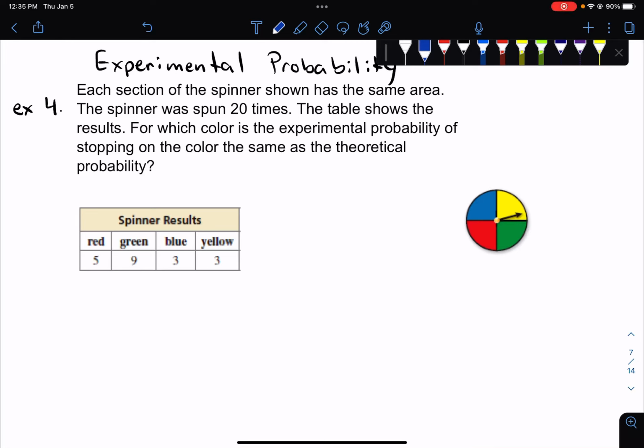All right, the third section here of 5.1, experimental probability, is a little bit different than theoretical probability, because with experimental probability you look at the results of actually trying the experiment, and you look at how many times something actually happened instead of how many times it should have happened.